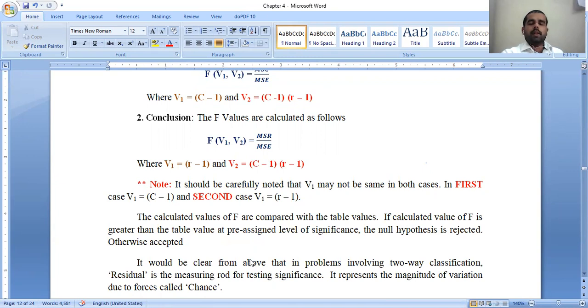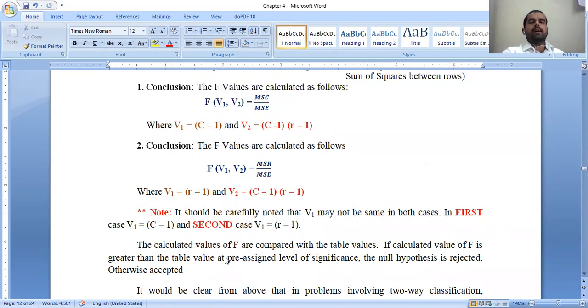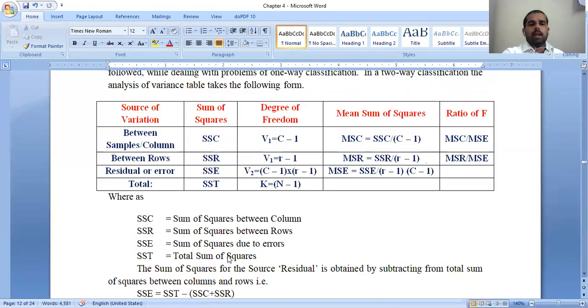Most of the time, two factors are involved. In that situation, we apply the two-way classification model. Before we start the problem, you have to learn this table by heart: source of variation, sum of squares, degrees of freedom, mean sum of squares, variance ratio of F. Between samples, that is between columns, and between rows, residual error, or total: SSC, SSR, SSE, SST. Then degrees of freedom: V1 is equal to C minus 1, and V1 again is equal to R minus 1. This is the most important.